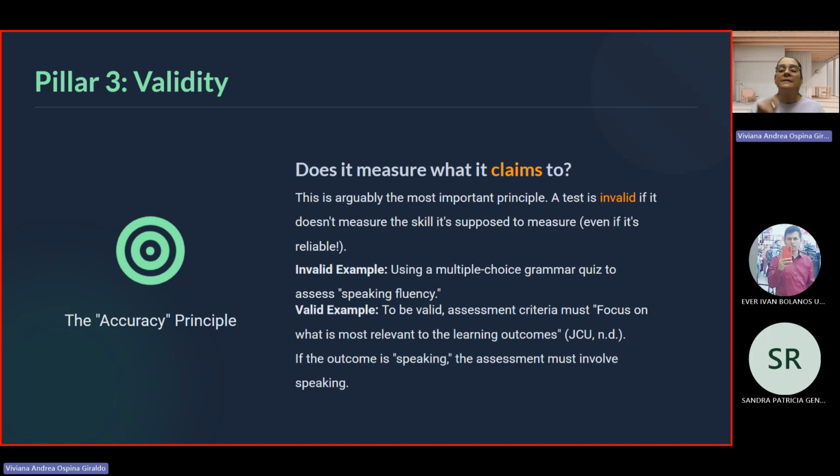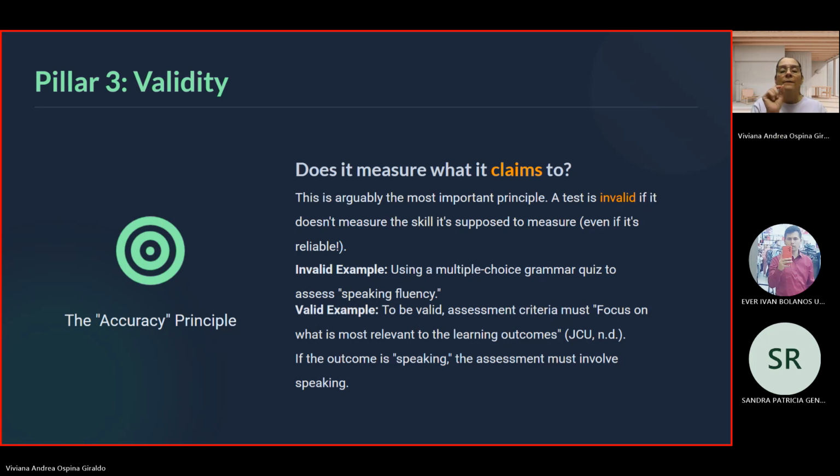So this assessment criteria must focus on what is most relevant to the learning outcome. What is most relevant to the learning outcome, that is what the criteria needs to be. So if the learning outcome takes me towards listening, then the assessment must be specifically about listening. I have to be very explicit with this.